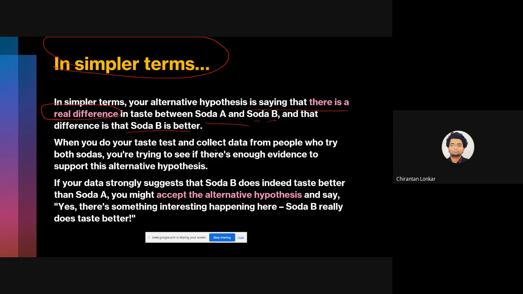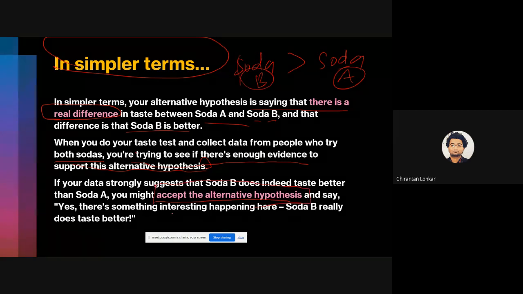So when you taste and collect the data from people who try both the sodas, you are trying to see if there is enough evidence to support this alternate hypothesis. Again, as I said, you don't build a hypothesis out of thin air, you have to support it with evidence. If your data strongly suggests that soda B does indeed taste better than soda A, you might accept the alternate hypothesis. For example, if I say that soda B is better tasting than soda A, I say I accept the alternate hypothesis.